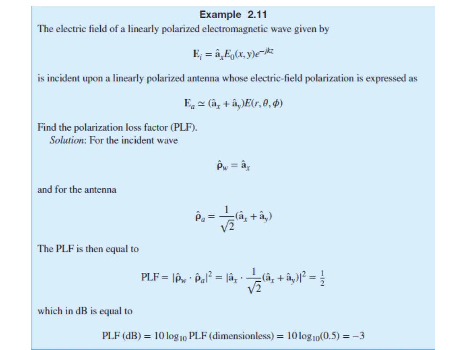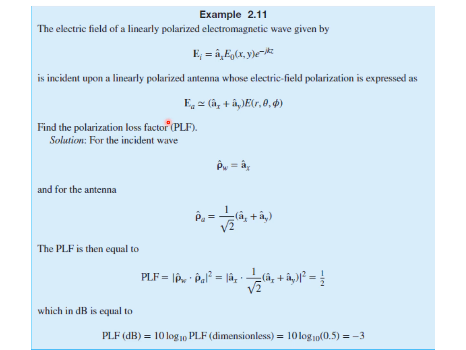Now the concept of the polarization loss factor can be explained with the help of an example. Let us take example 2.11. The electric field of a linearly polarized electromagnetic wave is given by E_i = a_x E_0 e^(-jkz). So the wave is propagating along the positive z direction. Its maximum value is E_0, and the polarization is x polarization of the incident electric field. Now this wave is incident upon a linearly polarized antenna whose electric field polarization is expressed as E_a = (a_x + a_y) E(theta, phi). Here both x and y components exist. We have to find the polarization loss factor.